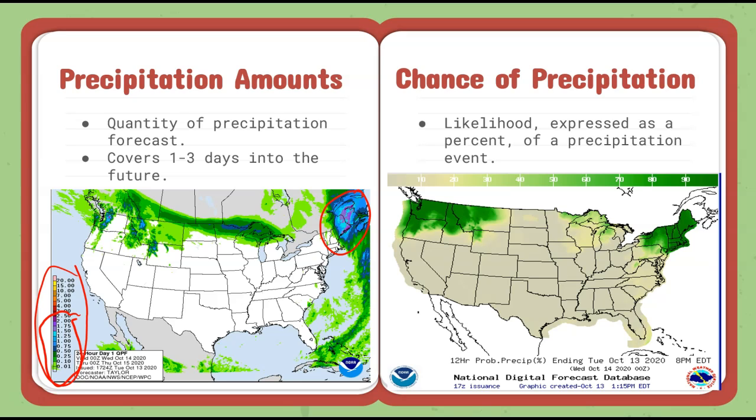The next map on the right-hand side is the chance of precipitation. This is the likelihood, expressed as a percent, that a precipitation event could occur in a region. So this is a little bit more generic, helping us determine whether there is going to be rain or not within the next 12 hours on this map. And this will tell us the next 12 hours on October 13th, which was Tuesday.